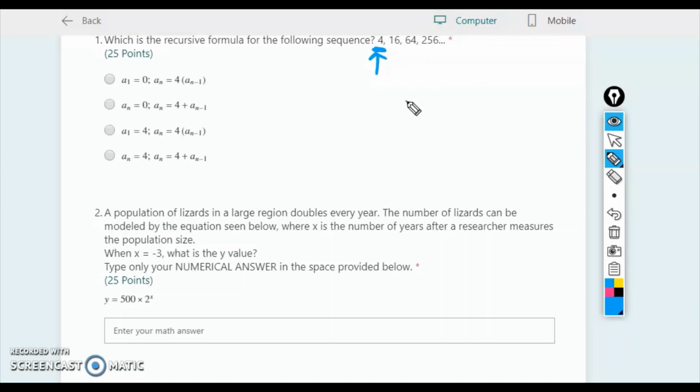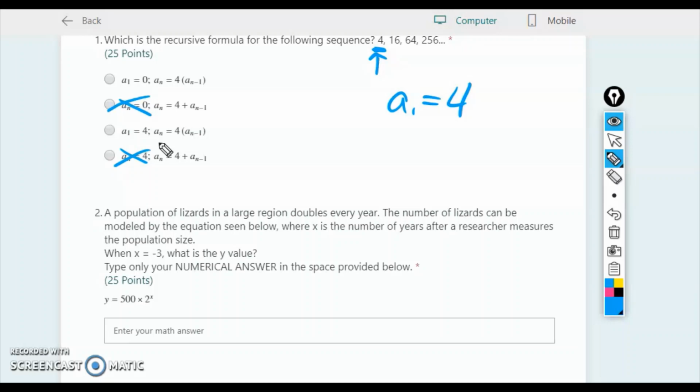So I have to know what a sub 1 is. That means the first value is 4. So I can automatically eliminate this one because it says a sub n, and this one because it says a sub n. Well, I really don't have to figure out anything else because this says a sub 1 equals 0, which is not true. And so it's this one. So that was super easy.